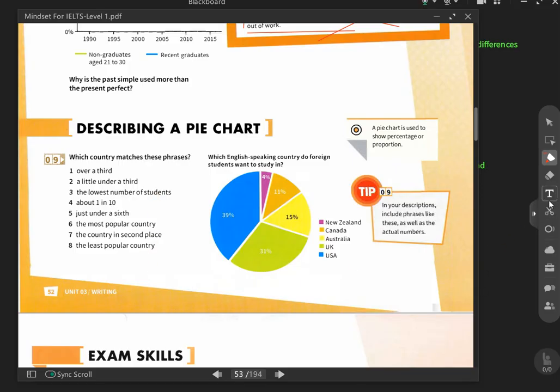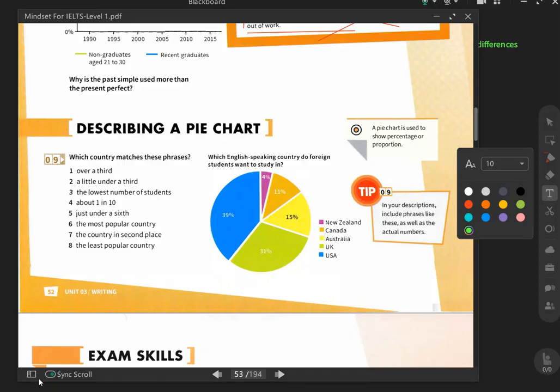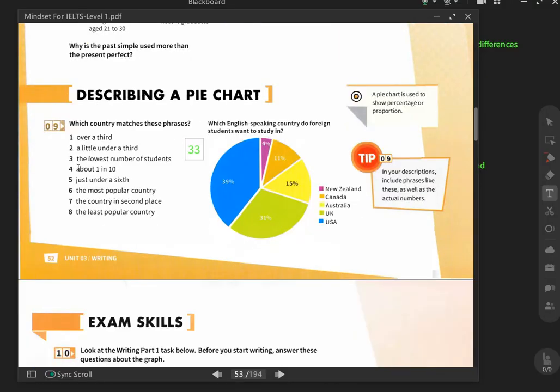So when you say third, I mean 33. So it's about 33. So when we say just under a third, like 31, over a third. So third can be about 33. So as you can see, we can use these phrases to describe our pie chart, depending on the number or figures or percentage. So we can use them.